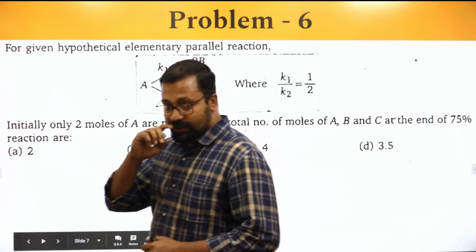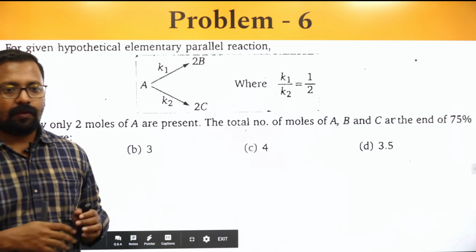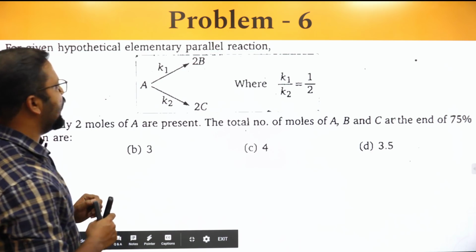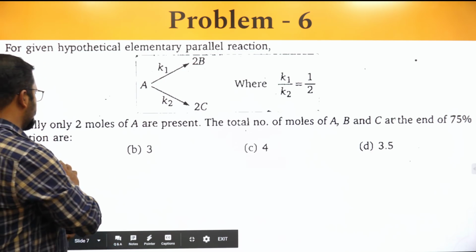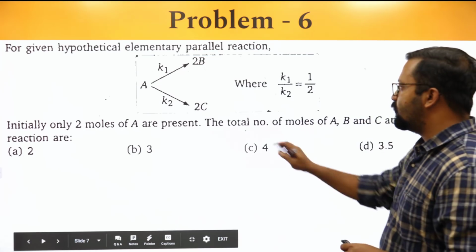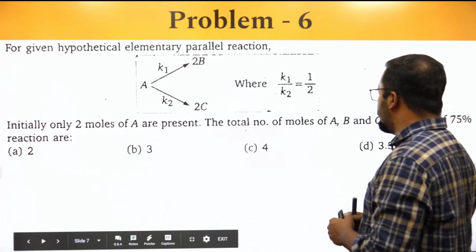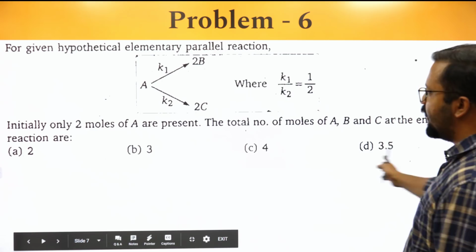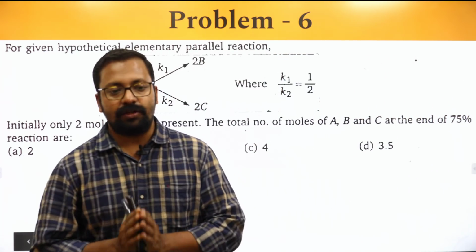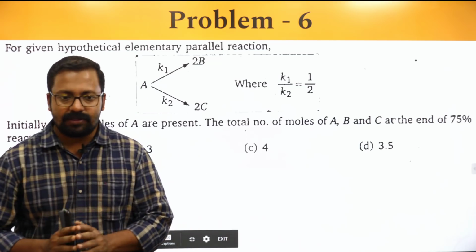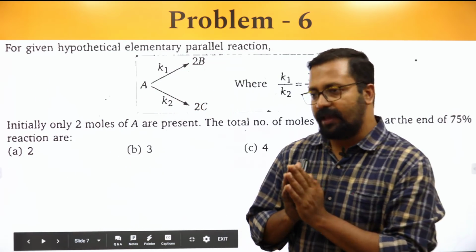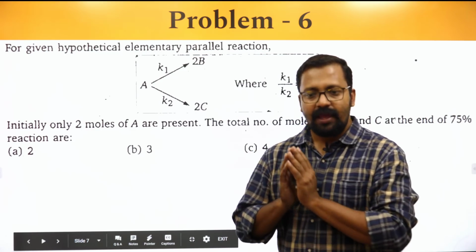Okay, the next question is this. For a given hypothetical parallel reaction, initially 2 moles of A is present. Find the total number of moles of A, B and C at the end of 75% of reaction. Now, parallel reaction is there in IIT JEE syllabus.